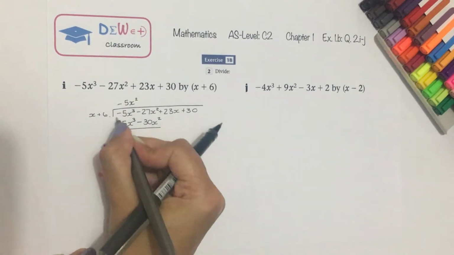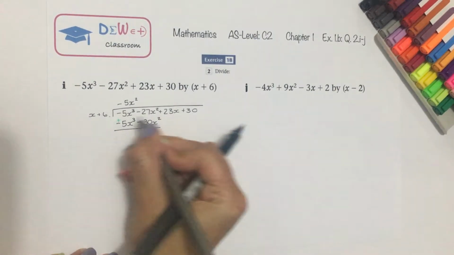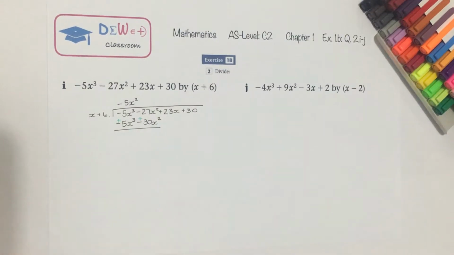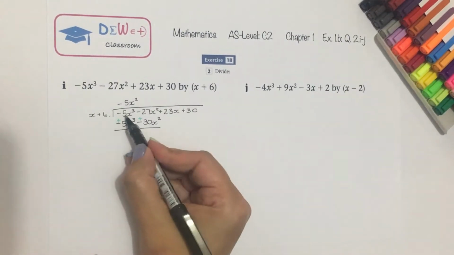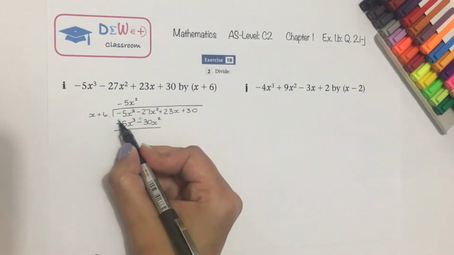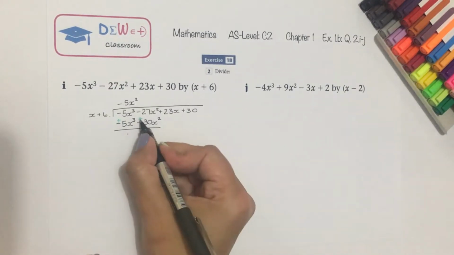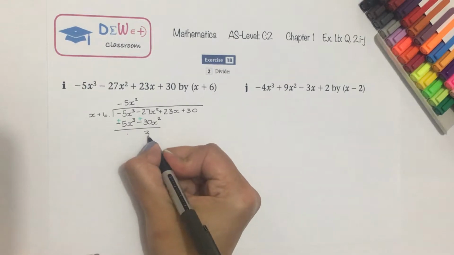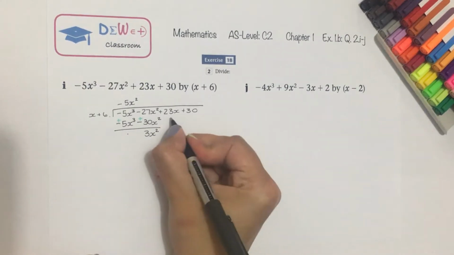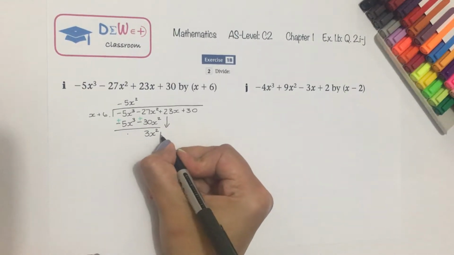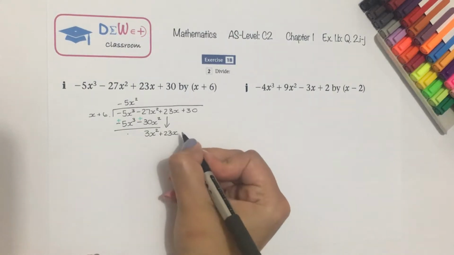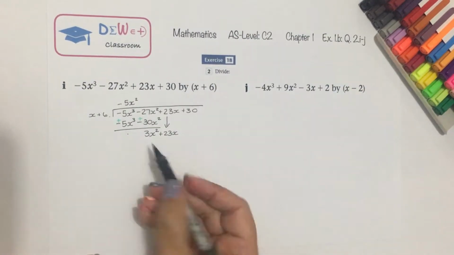So in order for us to subtract this whole thing, we are going to change the signs there just to make it a little bit easier. So minus 5x to the power of 3 plus 5x to the power of 3 is 0. Minus 27x squared plus 30x squared is 3x squared. And then we bring down the plus 23x. The process starts all over again.